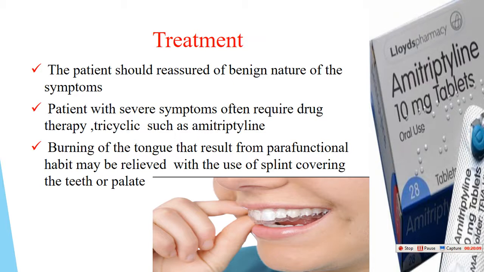Burning of the tongue resulting from parafunctional habits may be relieved with the use of a splint covering the teeth or palate, as seen in this picture, especially for those patients who clench at night. So splinting, covering all the teeth and palate, relieves this burning sensation.